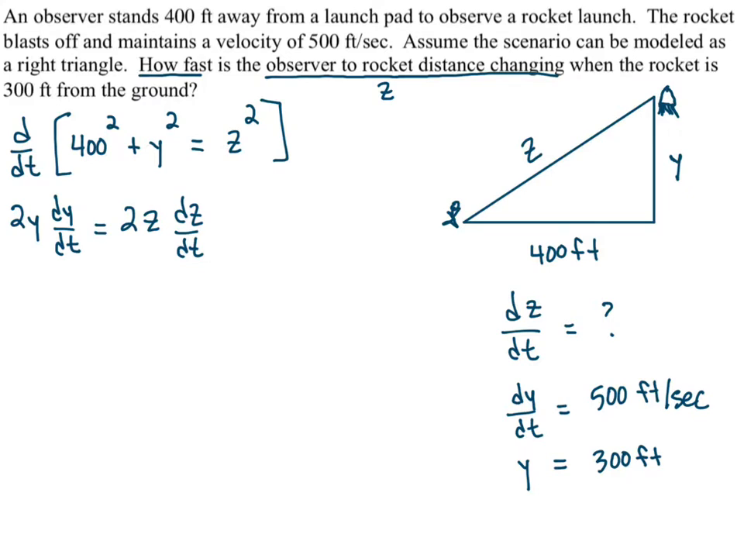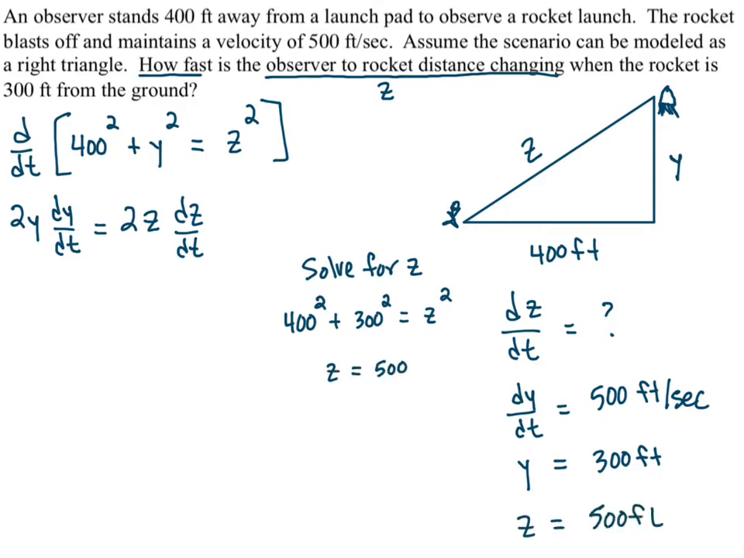I have the y. I don't have the z, so I'm going to go ahead and solve for that z using my original Pythagorean theorem, plugging 300 in. So I plug in 300 right there, and I can solve for z. I get z equals 500. So 500 feet is exactly how far away the rocket is at that moment.